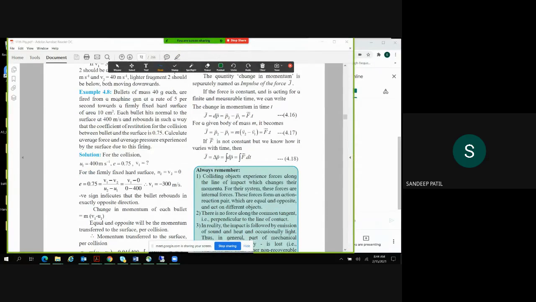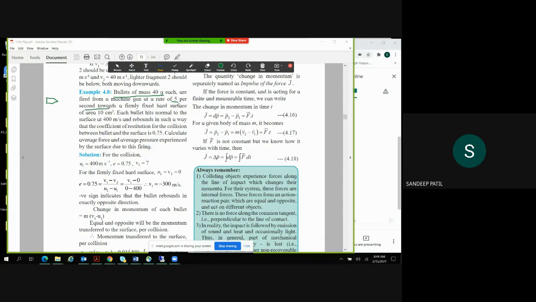Bullets of mass 40 gram each are fired from a machine gun at a rate of 5 per second. So here, bullets of mass 40 gram each are being used. How many bullets are they firing? Around 5 per second.